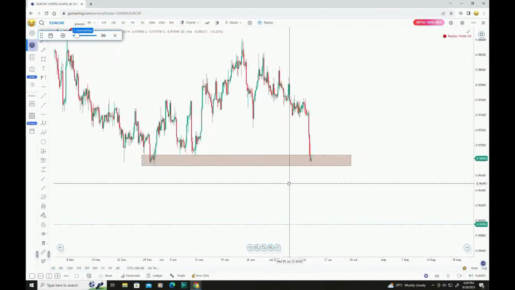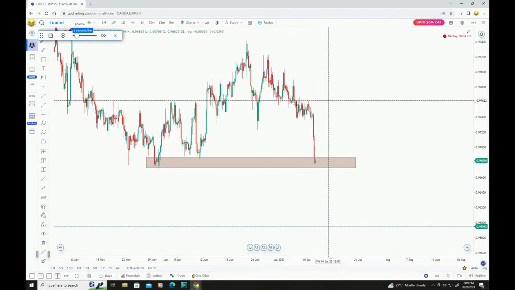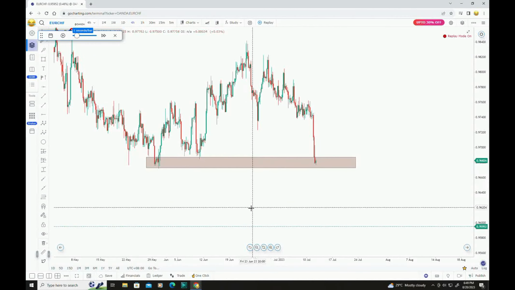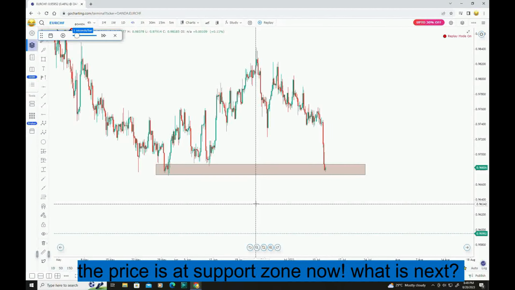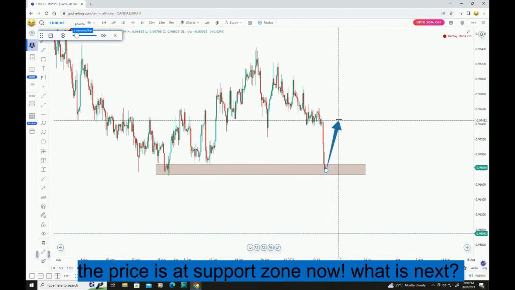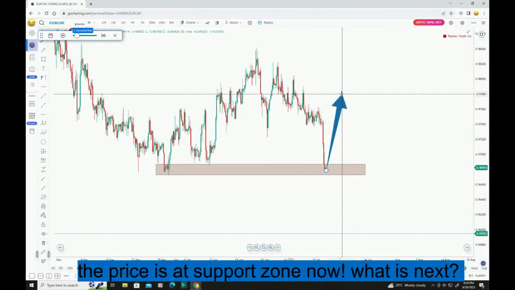This is the second example, guys. Now we can see that the price is at support. The price is at support right now. Now we have two options. The first scenario is that the price will respect the support and go up.